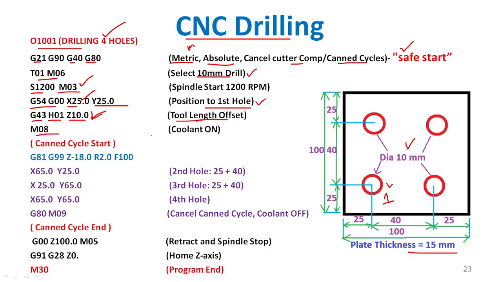M08 is the coolant on. The operation is using the canned cycle. The starting of the canned cycle is G81, the drilling cycle, G99.